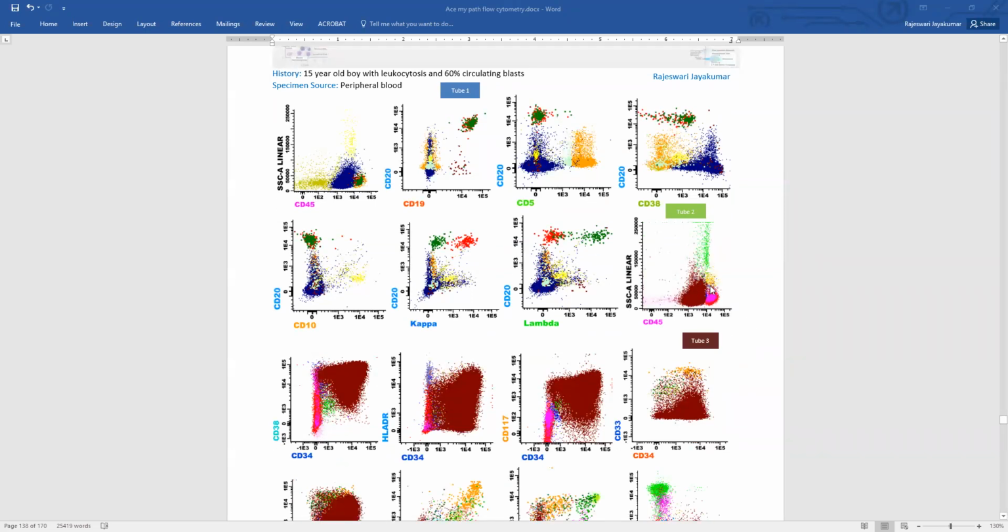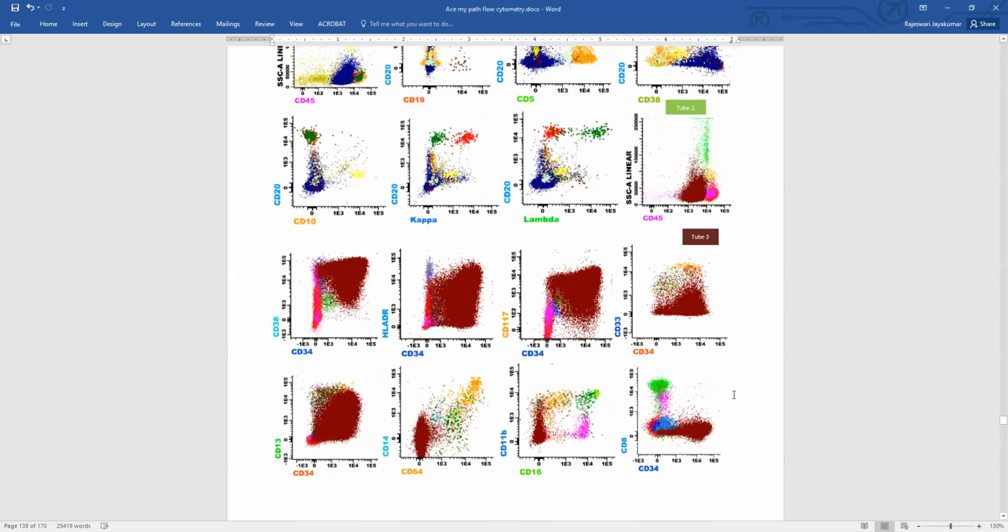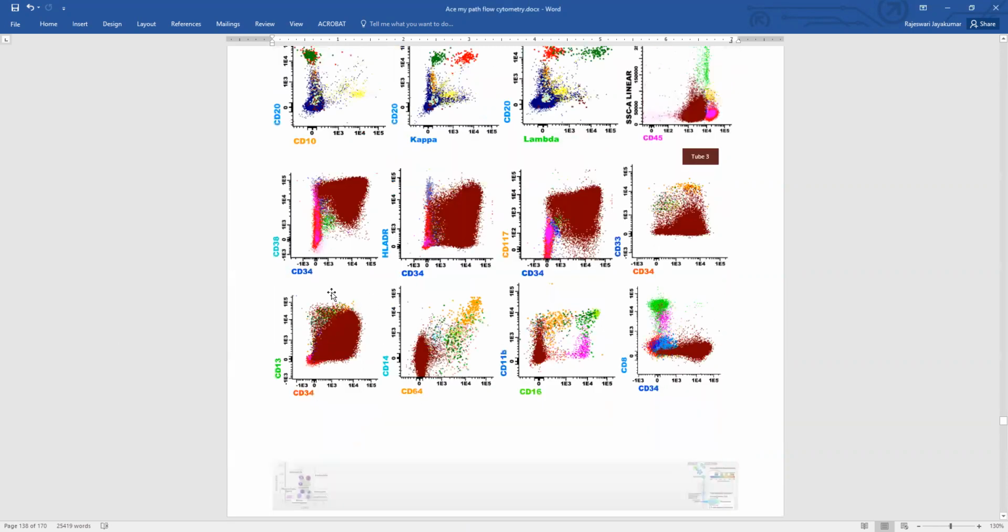In the next tube, these cells are painted in maroon, and these cells are positive for CD38 and CD34. They have partial HLA-DR expression, and they are positive for CD117. They are almost negative for CD33. They are partially positive for CD13. They're negative for CD64. They're negative for CD14.